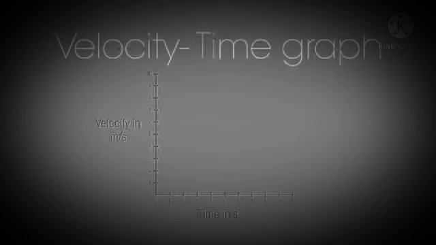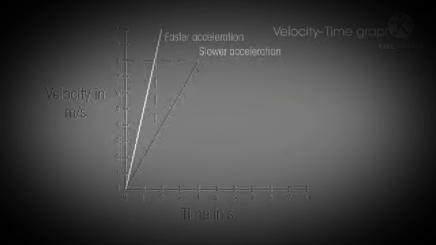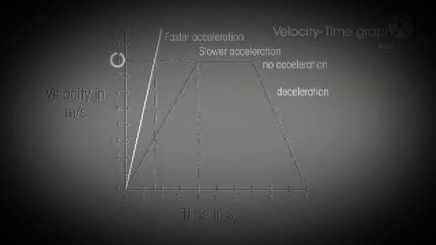If we look at acceleration on a velocity time graph, the different options look like this. This is faster acceleration than this because it's steeper, so it is reaching each velocity in less time. No acceleration is happening here, and then decelerating, so slowing down, is coming back from 8 meters per second velocity down to 0 meters per second.